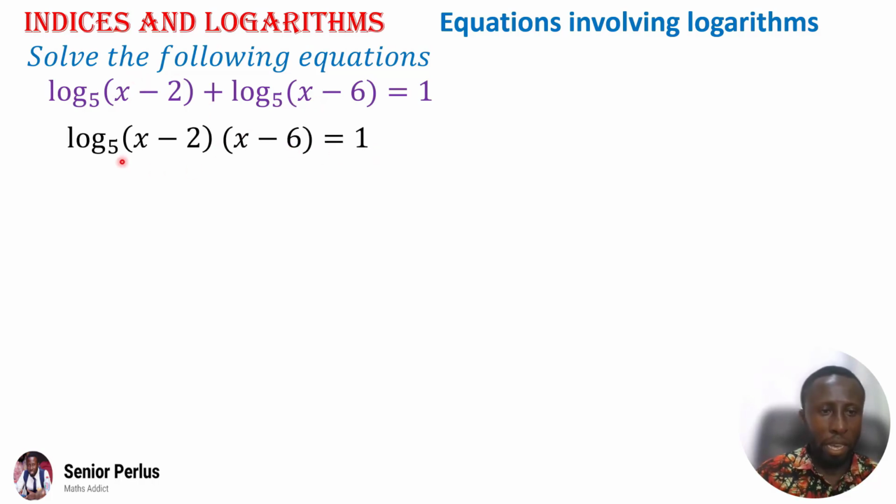And from here we use the definition of log. This 5 goes and carries this one. That's if you push me, then I push you. Okay, so this 5 goes and carries this very easily. That's the definition of logarithm.